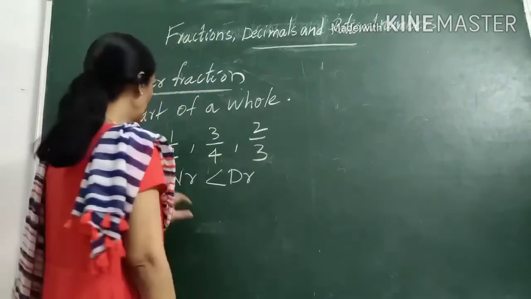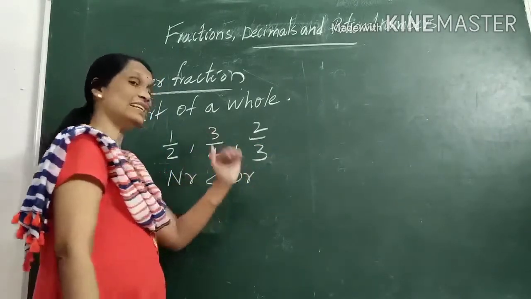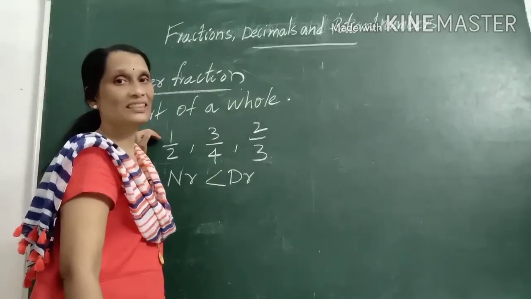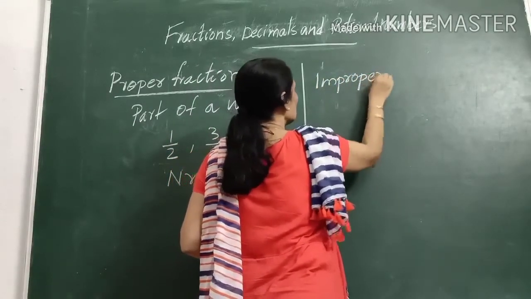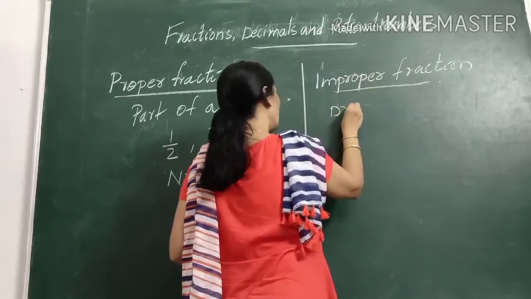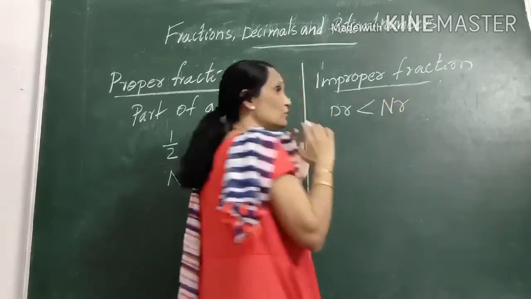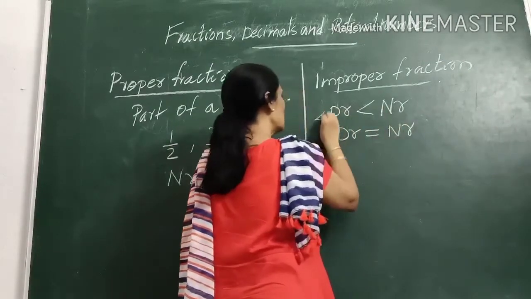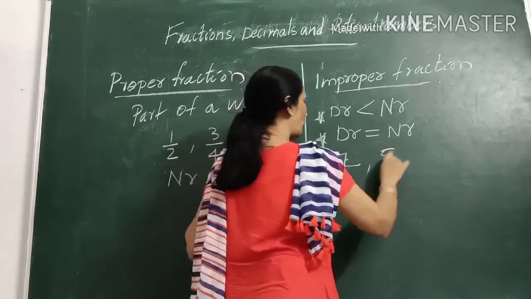Now if the numerator is equal to the denominator or the numerator is greater than the denominator, what is that fraction known as? That fraction is known as an improper fraction. What is an improper fraction? The fraction in which the denominator is smaller than the numerator, or in the other case, the denominator is equal to the numerator. These two cases. For example, 7 by 2 or 5 by 3 and so on.